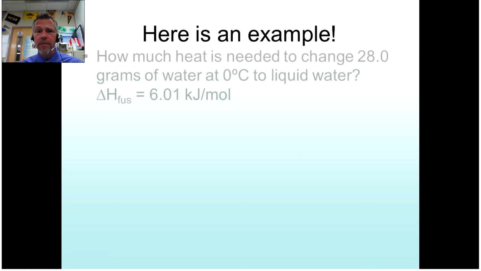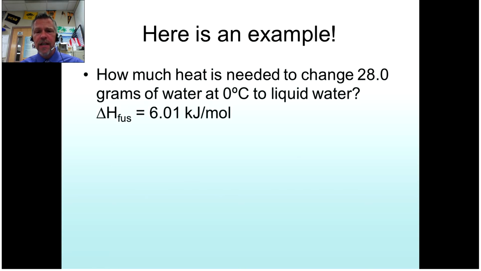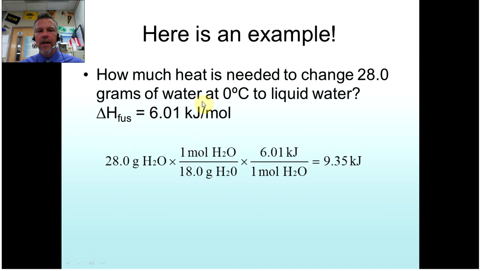Let's do an example, because I love examples. How much heat is needed to change 28 grams of water at 0 degrees to liquid water? So water, what I'm saying here, water at 0 degrees, that's basically ice. So how can we change 28 grams of ice into 28 grams of liquid water? And I'm giving you the delta H of fusion because that's the constant that we need, as 6.01 kilojoules per mole. All right, so the calculation is fairly straightforward.